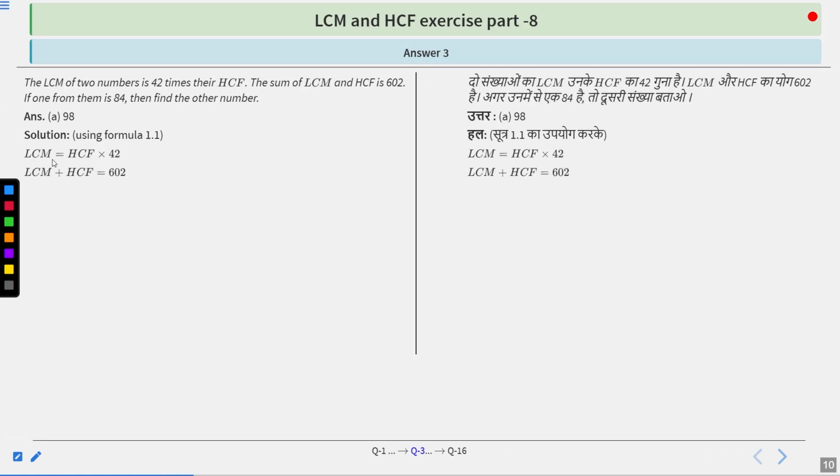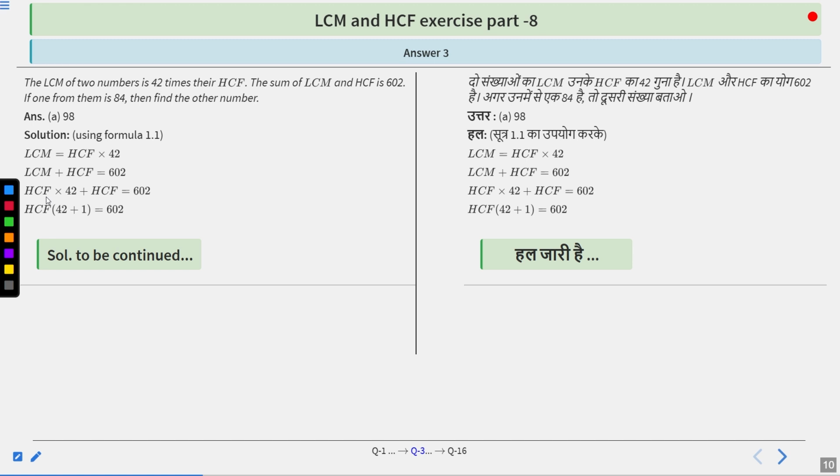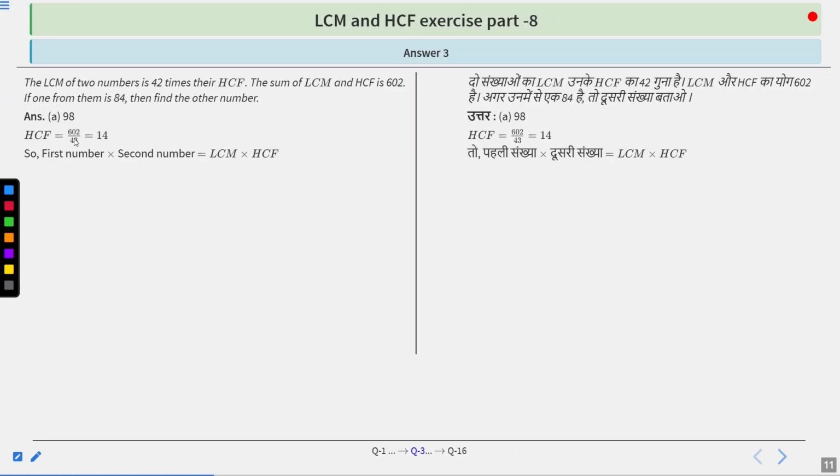Now, it was given that LCM is 42 times their HCF. That means LCM is equal to 42 into HCF. Sum of LCM and HCF was given as 602, so LCM plus HCF is 602. Putting the value of LCM in this equation, we get HCF into 42 plus HCF equal to 602. HCF is common, so 42 plus 1 will remain inside the bracket, that is equal to 602. So HCF is equal to 602 upon 43, that is 14. That means 14 is the HCF.